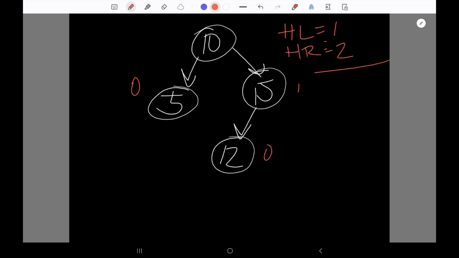It doesn't matter really, because in an AVL tree, the balance factor must be 0, 1, or negative 1. So it has a negative 1 balance factor. So this means this tree is a balanced tree. So next, how about this one?